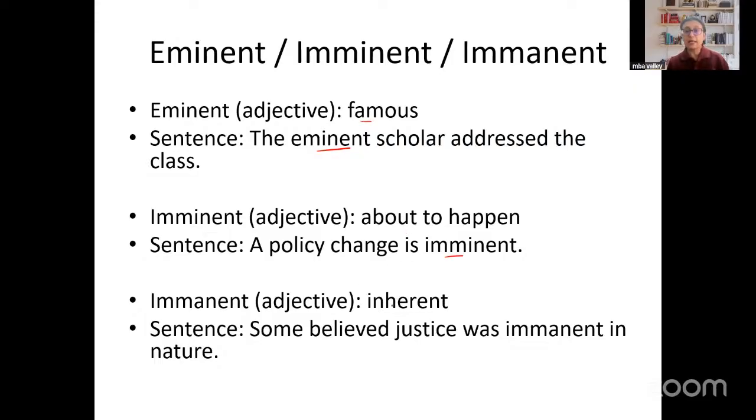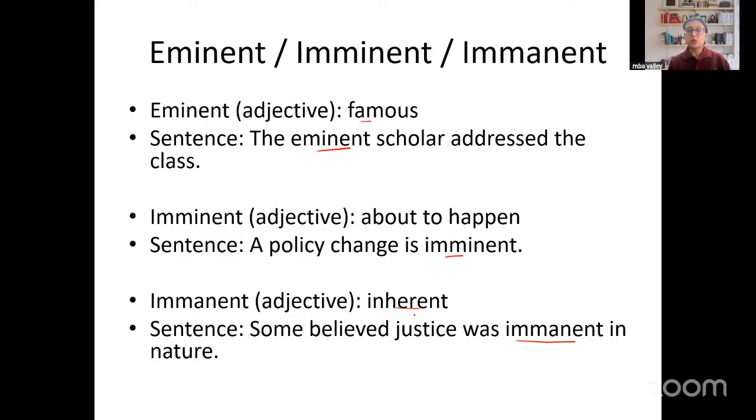Immanent. Immanent is inherent. Something that comes from within. That is immanent. Some believed justice was immanent in nature. Immanent qualities होती हैं लोगों के अंदर, right? Righteousness, positive attitude are some immanent qualities that people have. Honesty is one such thing.